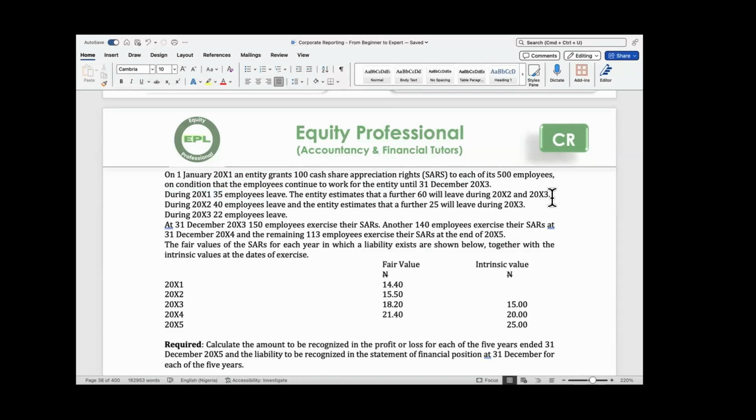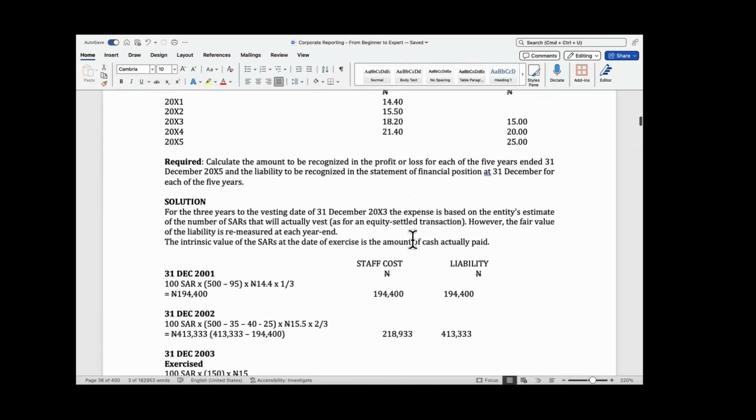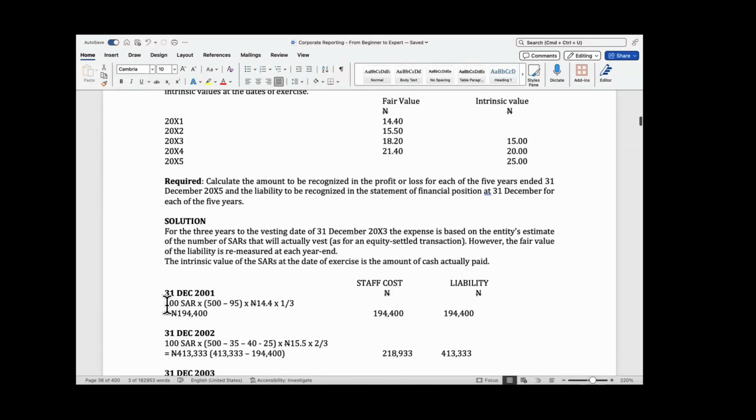That means the estimate of total departure is how much? It is 95. 35 left in year 1, and an estimate of a further 60 will leave in year 2 and year 3. So the estimate of total departure is 35 plus 60, which is 95. So in year 1, it is 100 SARs multiplied by 500 minus 95, multiplied by 14 naira, which is the fair value at the end of the first year.